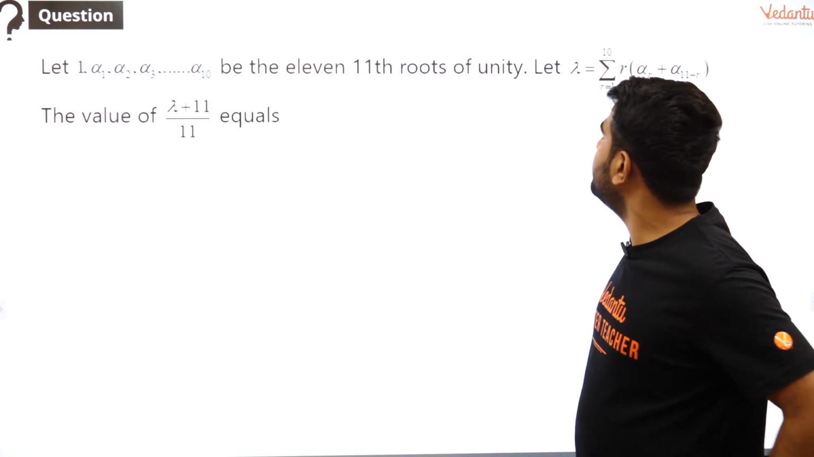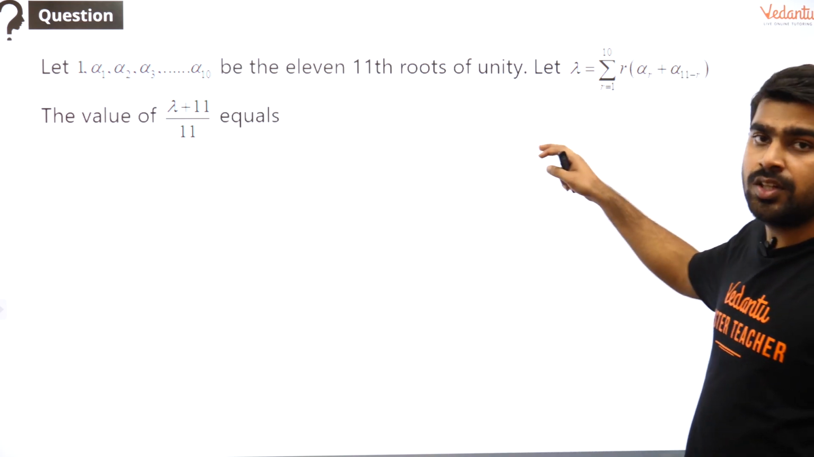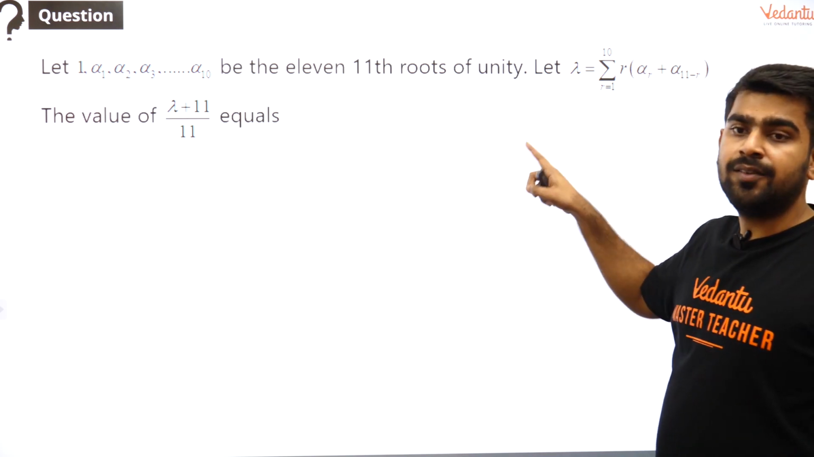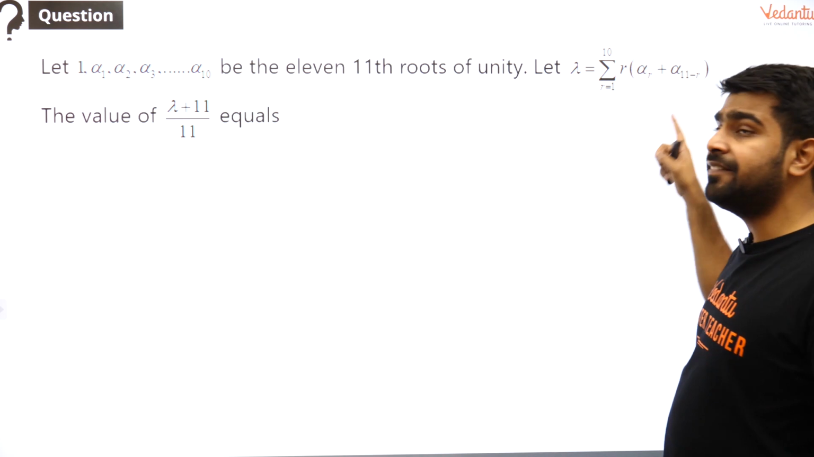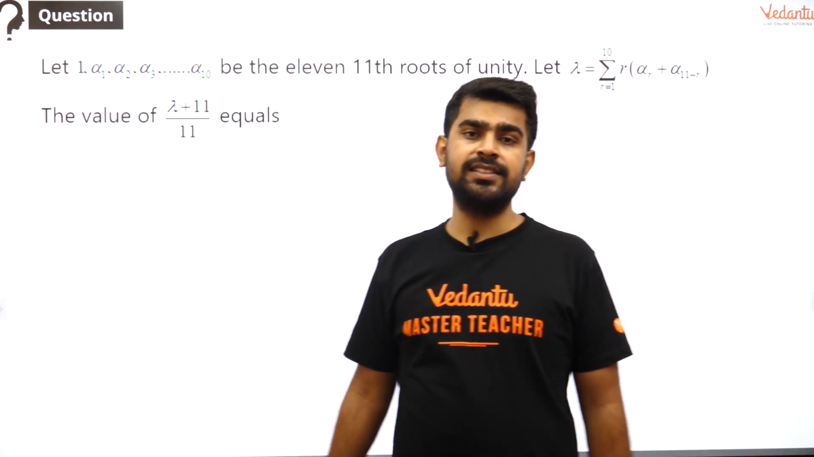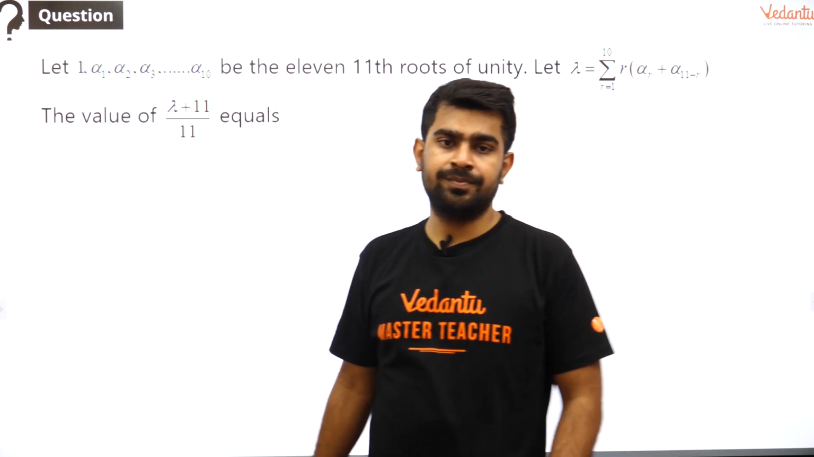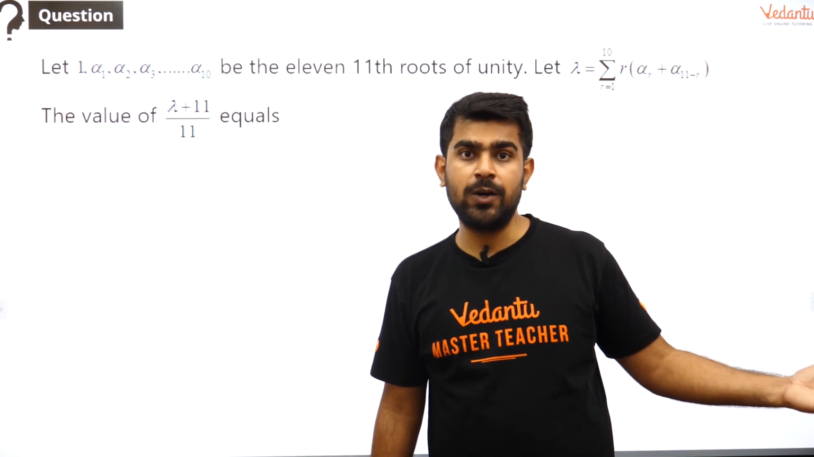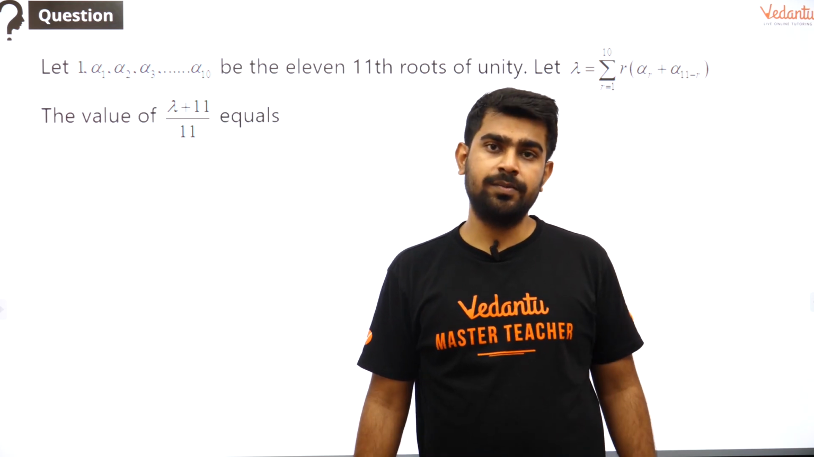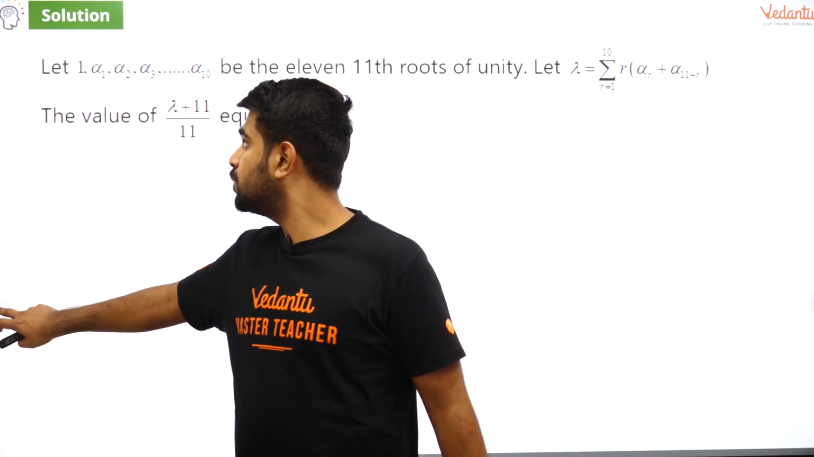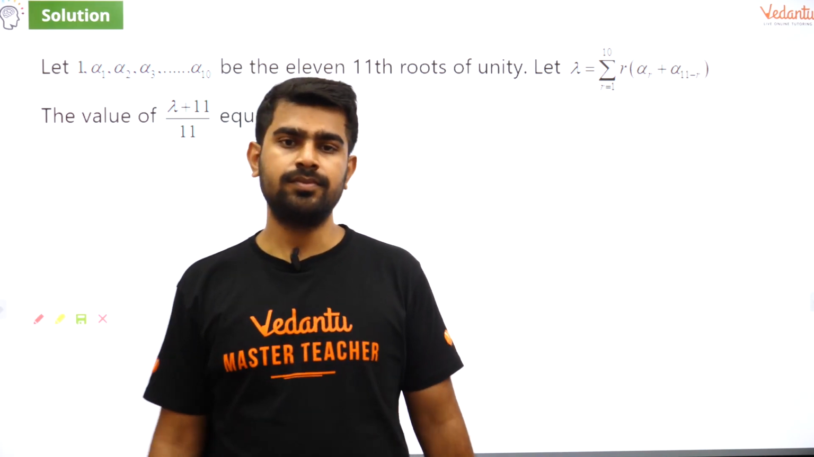Now if lambda is given as summation r equal to 1 to 10 of r times (alpha r plus alpha 11 minus r), then what is the value of (lambda plus 11) by 11? I hope the question is clear to everyone. You can pause it right now, give it a try, and then come see me in the solution. Let's move forward and look at the solution part of this.